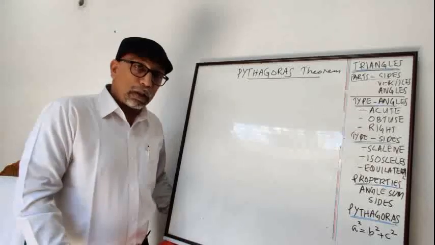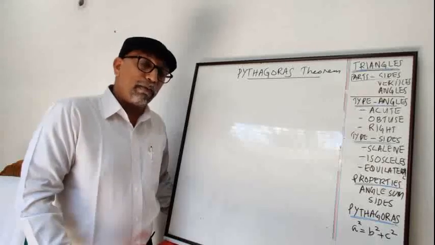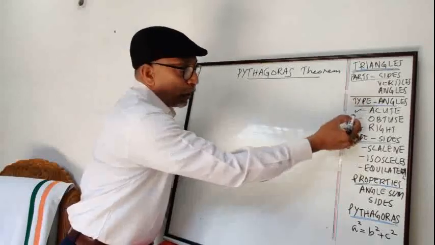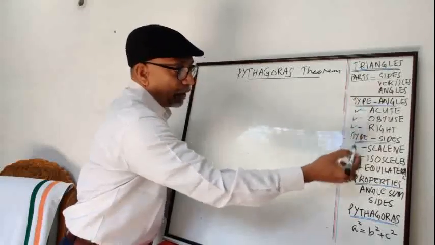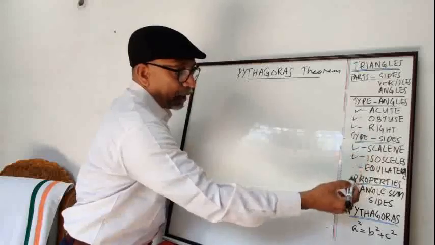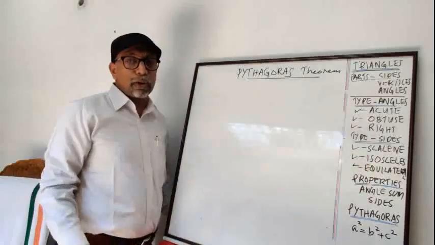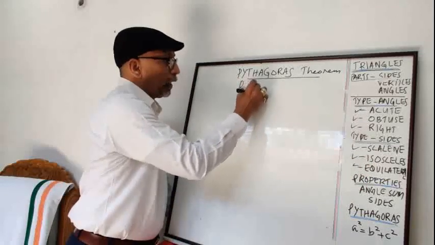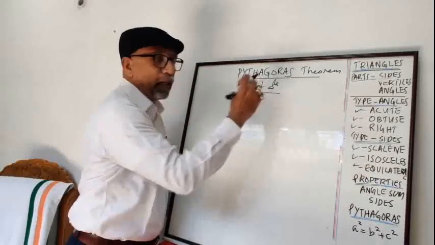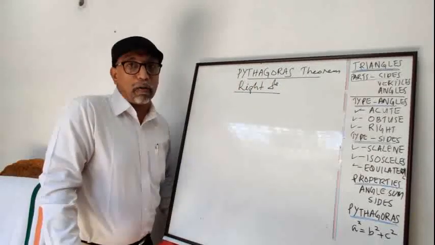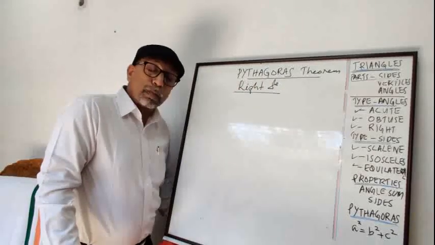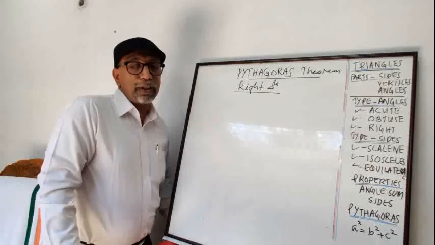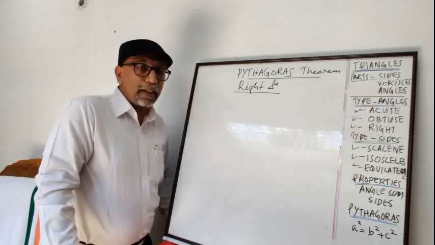If you really want to learn the Pythagoras theorem, think about the different types of triangles you learned: acute triangle, obtuse angle triangle, right triangle, scalene triangle, isosceles triangle and equilateral triangle. Many triangles you learned. Now we are going to take only the right triangle. The Pythagoras theorem can be explained only in a right triangle.